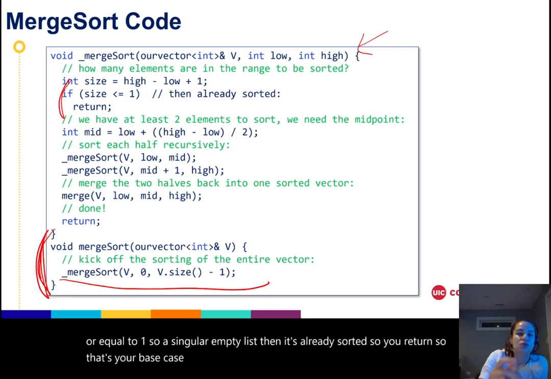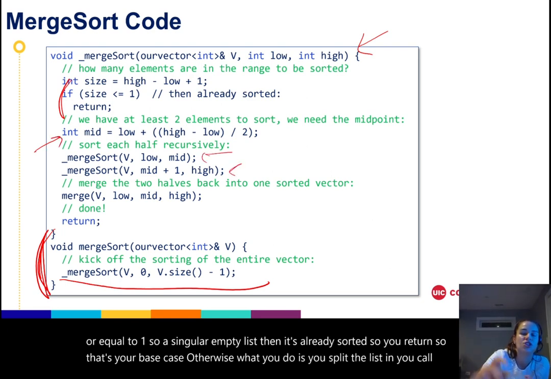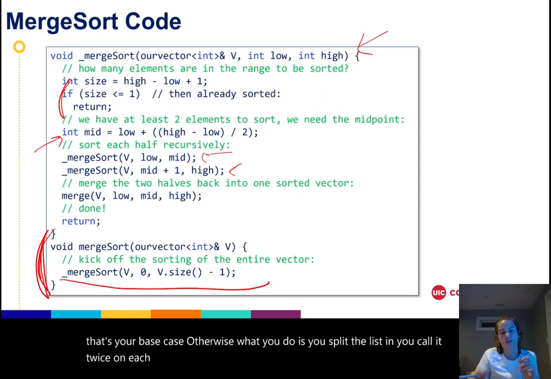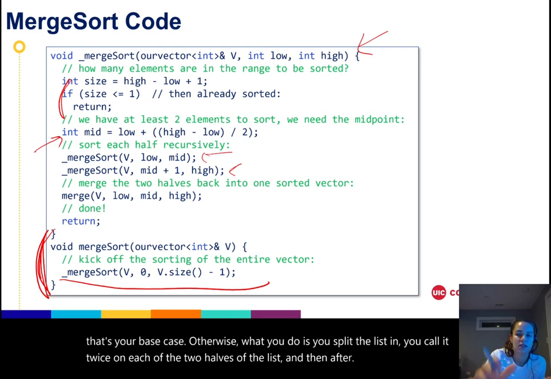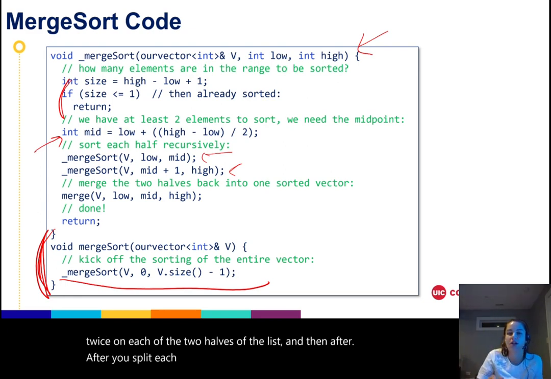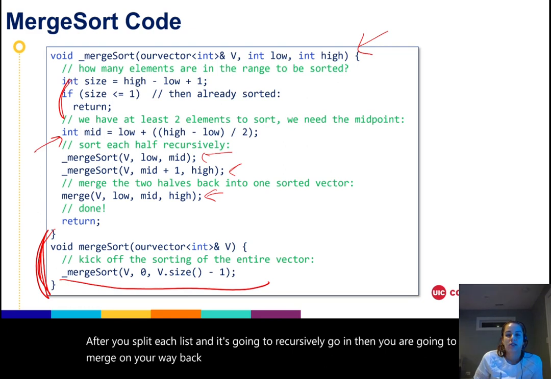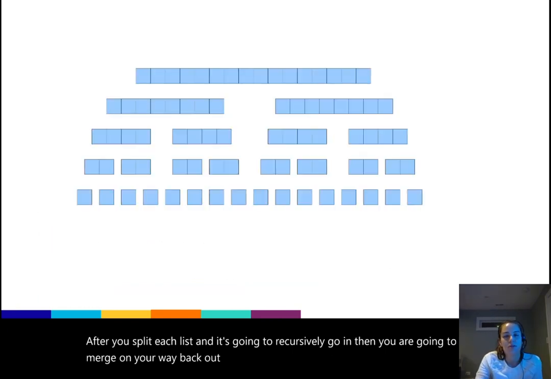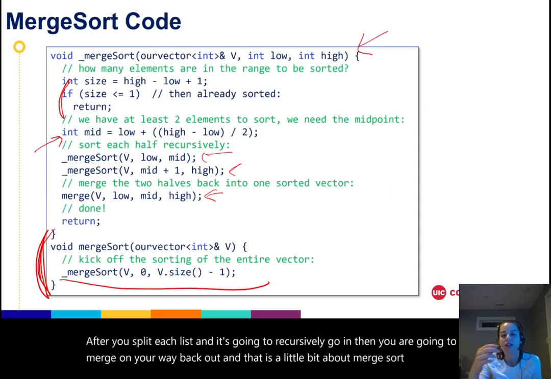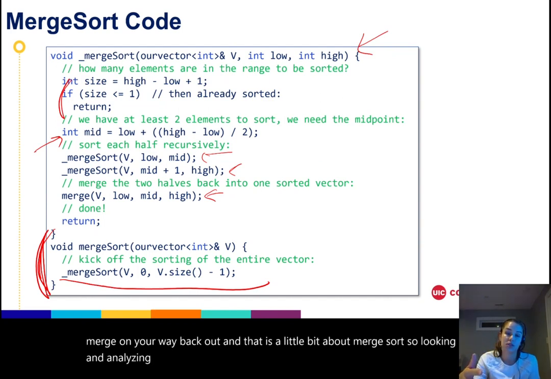Otherwise, what you do is you split the list and you call it twice on each of the two halves of the list. And then after you split each list, it's going to recursively go in, then you are going to merge on your way back out. And that is a little bit about MergeSort. You're going to do a lot more with this algorithm, so we're going to leave it at that for now.